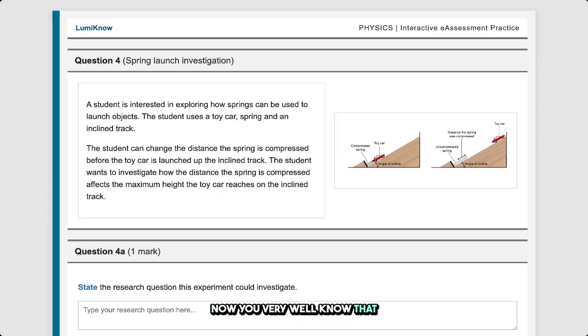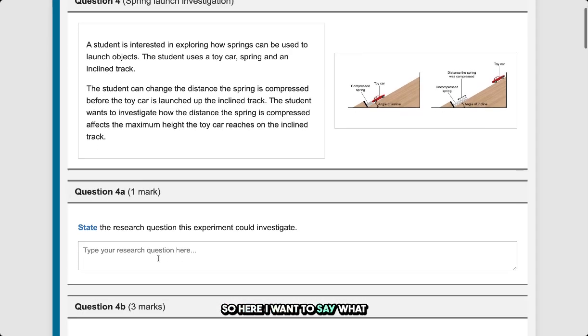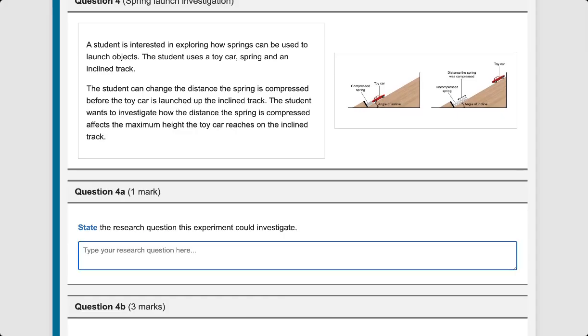Now you very well know that when you are compressing a spring and keeping a toy car, as you can see in the image, the toy car is launched because of the spring's force or the spring's energy. So here I want to write the research question: how does the spring compression affect the maximum height reached by the car?